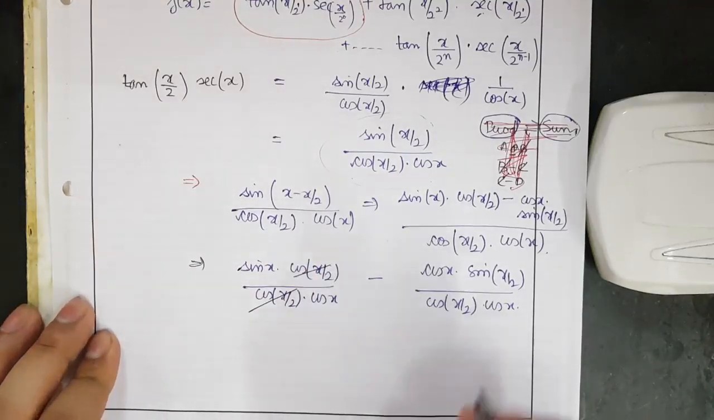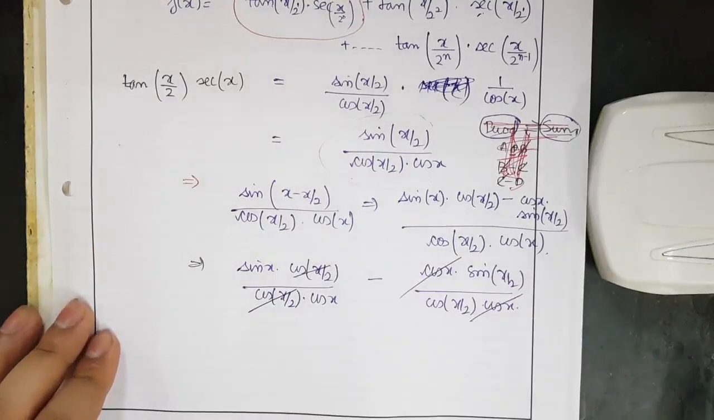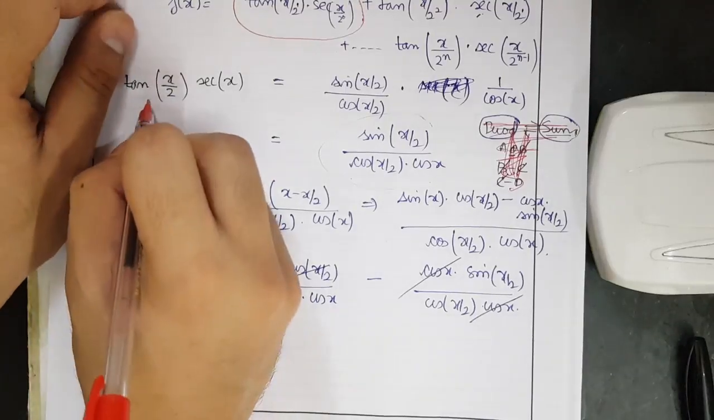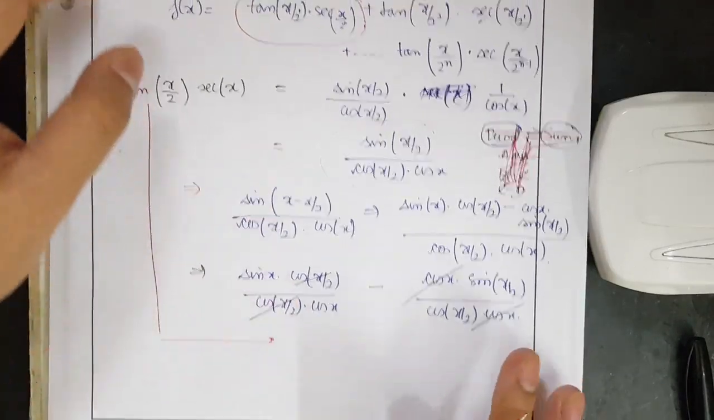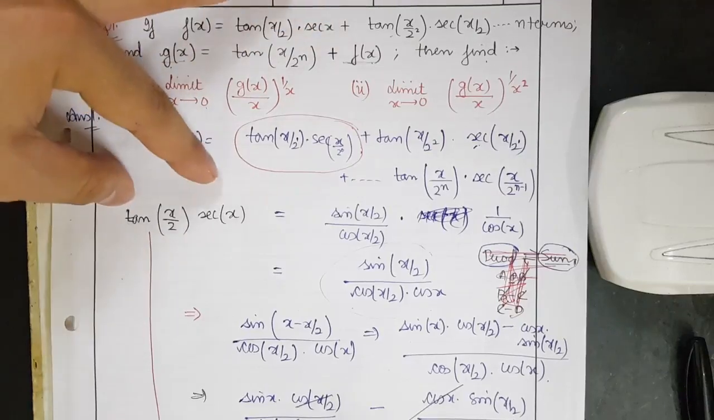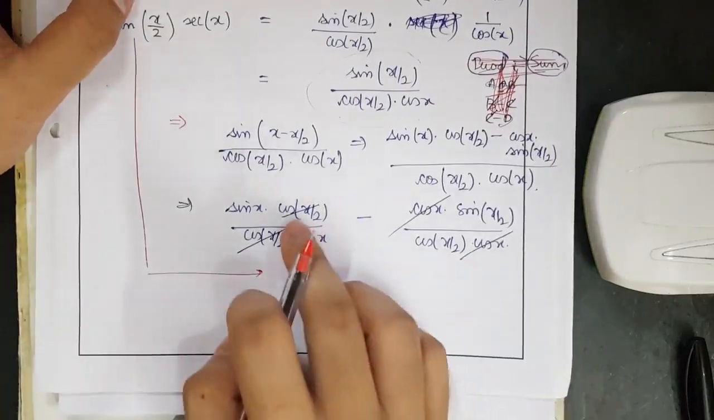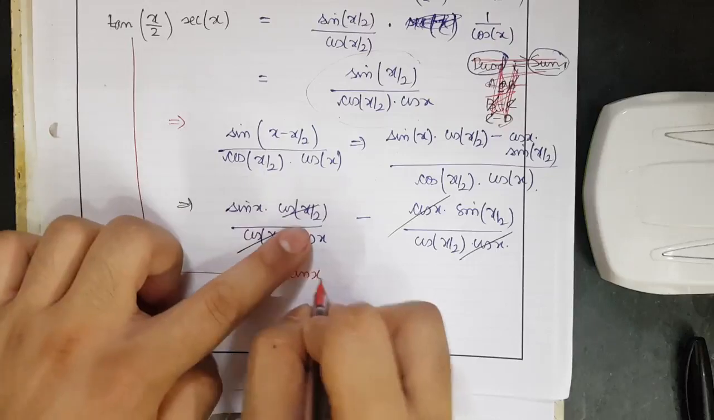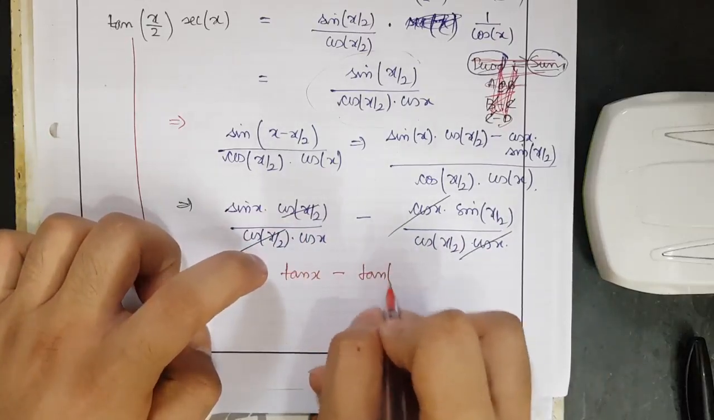Cos x by 2 gets cancelled here. From here cos x and cos x get cancelled. So basically what I've done is that this term, the tan x by 2 into sec x, the first term, can be resolved into what? That is tan x sin x by cos x minus tan x by 2.